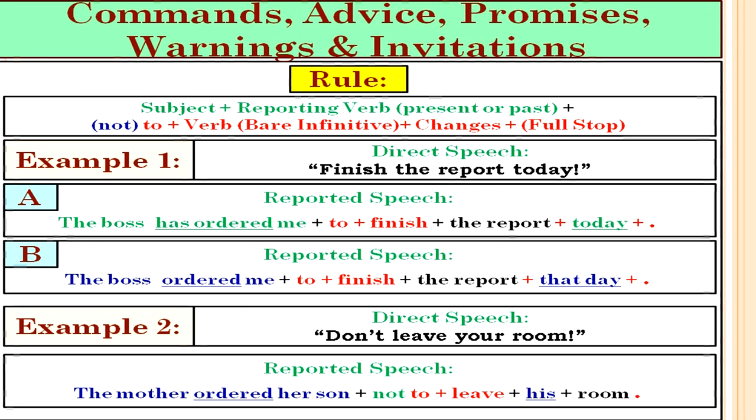So we say, the mother ordered her son not to plus the verb in bare infinitive. And here we mean the main verb, not the auxiliary. So leave, plus your. It is here changed into his because it refers to the son. Then we finish the sentence, room, and we change the exclamation mark to a full stop. So when reporting commands, advice, promises, warnings, or invitations, please use the same rule we have talked about.